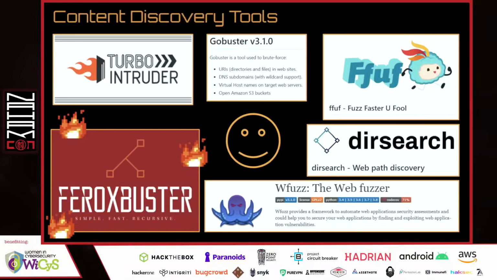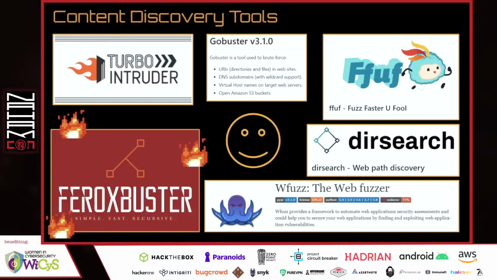So DirSearch was the first one that exists. It's written in Python, and it was the one we used about 5 years ago. Then WFuzz came along, then GoBuster, then FFuf. Somewhere right before FFuf, I think Turbo Intruder came out, and then Feroxbuster is relatively new in the scene.